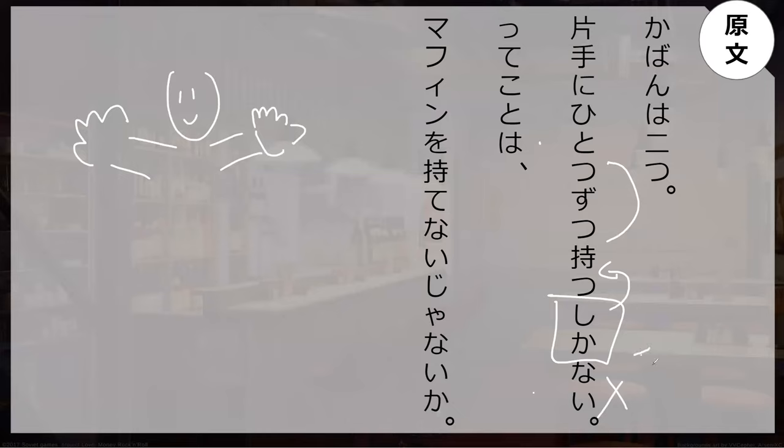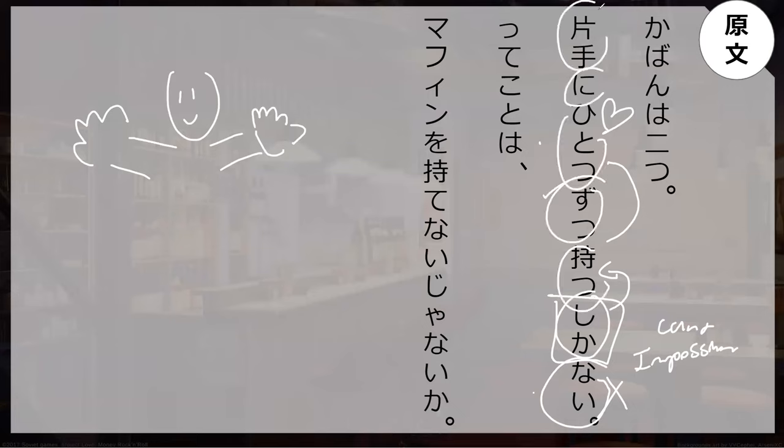So in this case, I guess you could say impossible. That's a translation. It's not possible to hold more than one piece at a time. Yes, per hand. Because in one hand, he can only hold one piece of luggage. Katate ni hitotsu zutsu motsu shika nai. So it is not possible except for holding one piece in one hand.